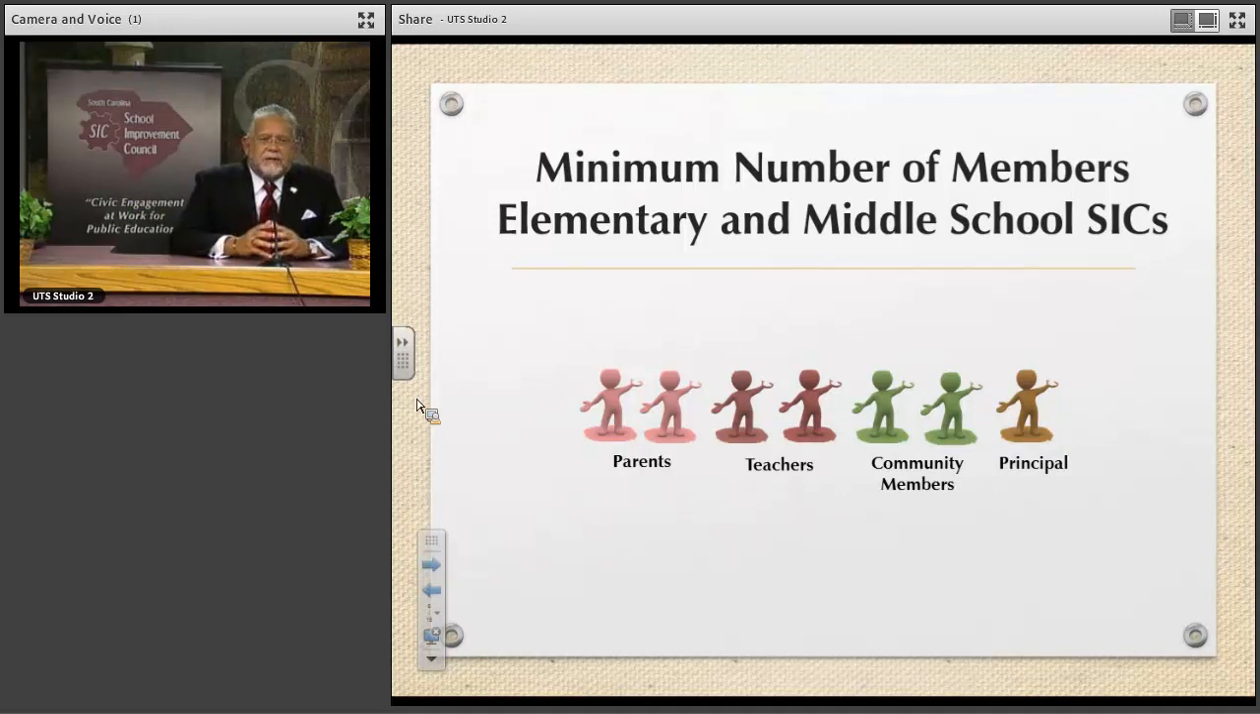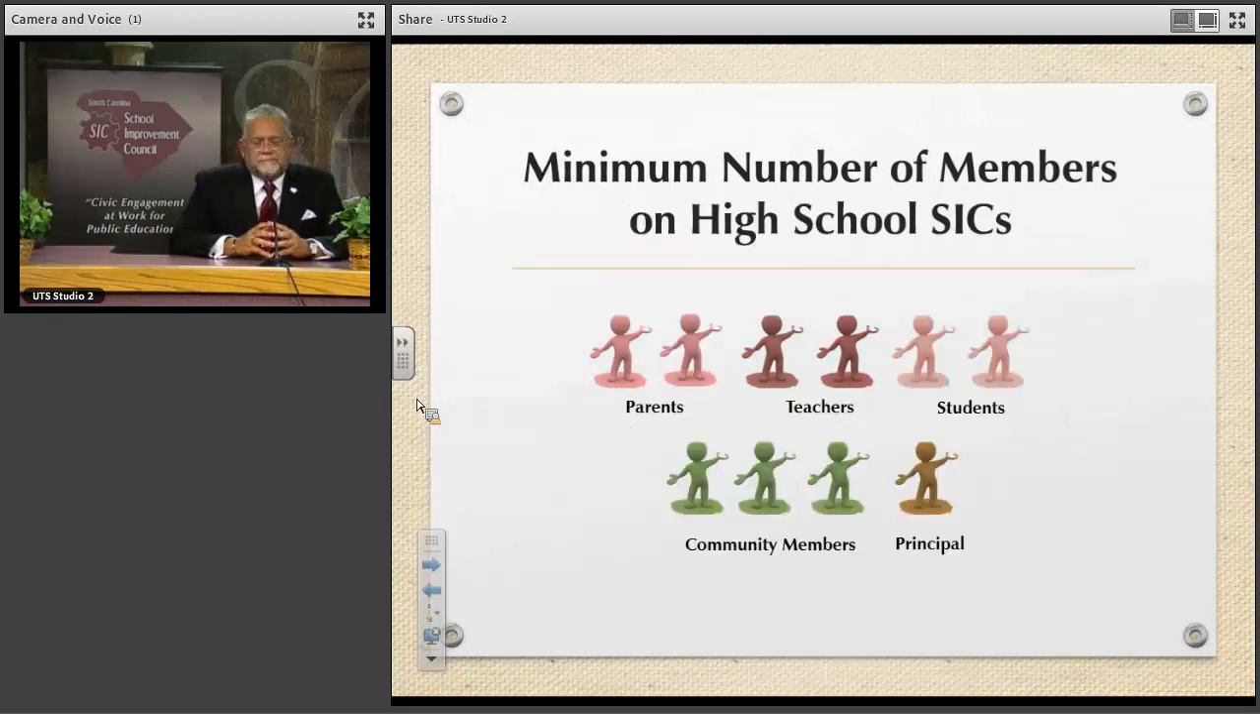So in our example here, the SIC has a total of 4 elected members, 2 parents and 2 teachers. You divide 4 in half and you get 2. So this SIC has 2 appointed community members. And finally, as reviewed before, every SIC must have a minimum of 1 ex officio member, the principal.